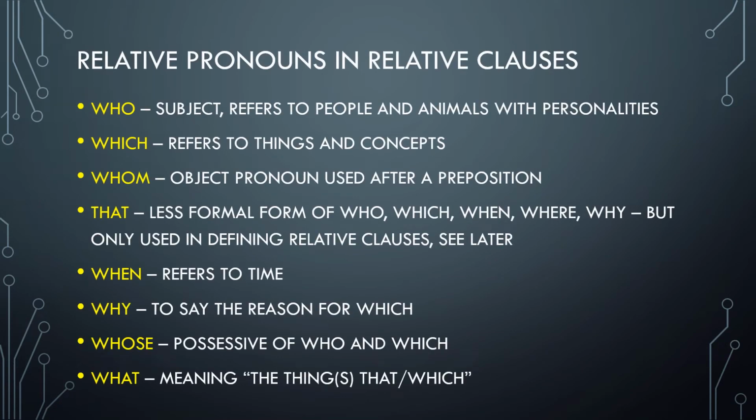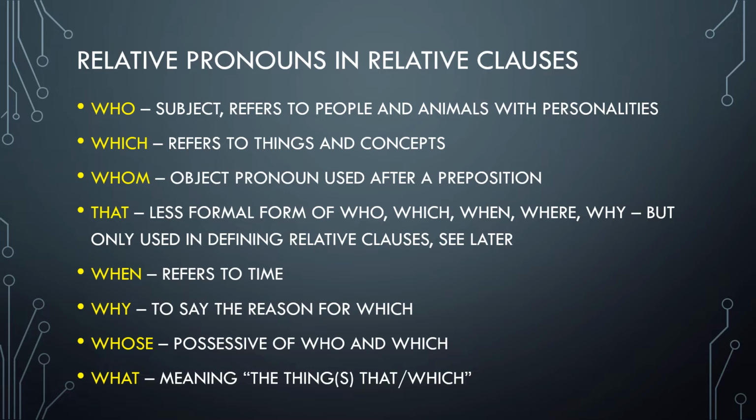These are the relative pronouns we will see in relative clauses. Who refers to the subject and only refers to the subject. Despite the confusion on the other side of the Atlantic, who refers to subject only. It refers to people, and if you believe they have personalities, to animals as well. Which refers to things and concepts, and animals if you don't believe they have personalities. Whom is the object pronoun used after a preposition and in no other way.